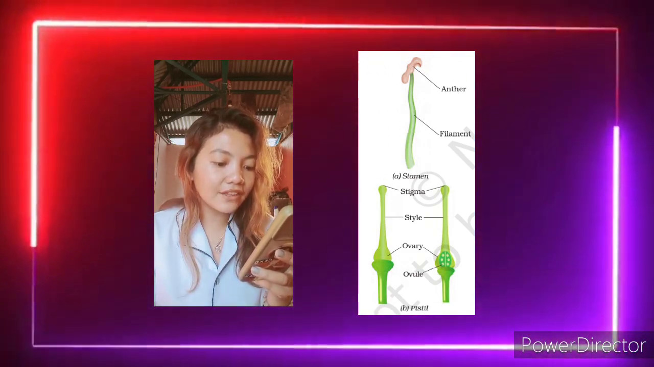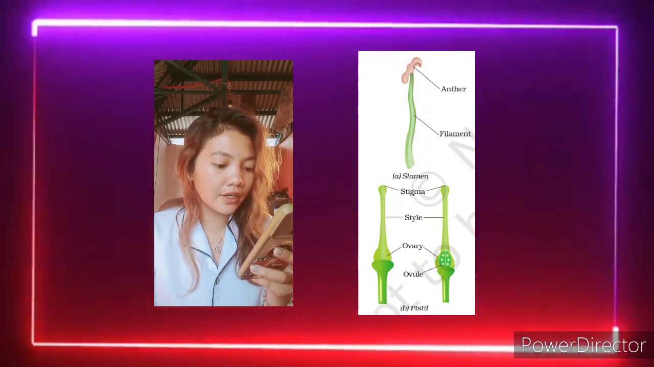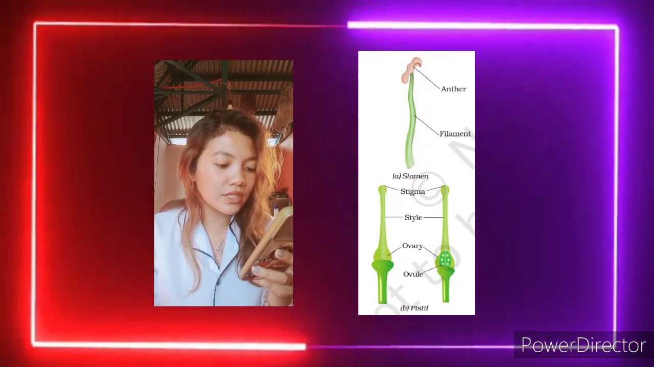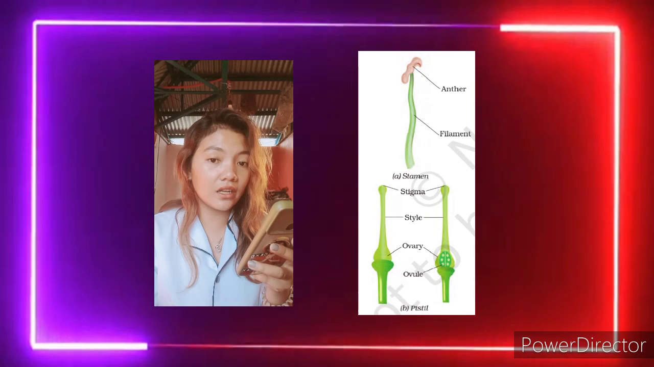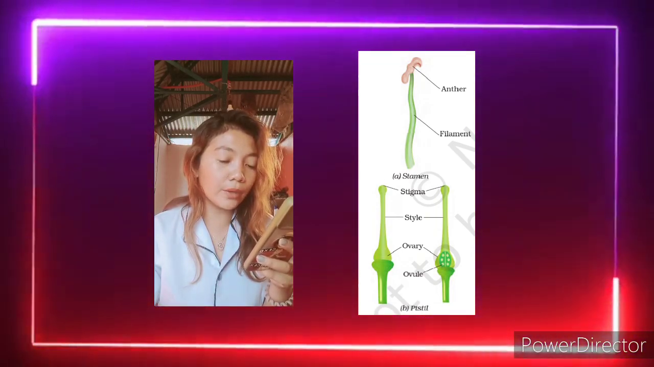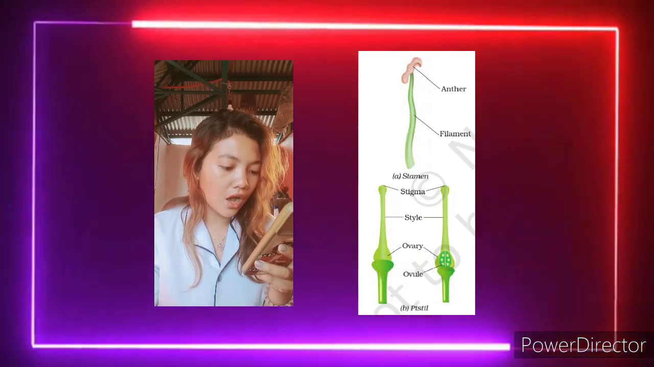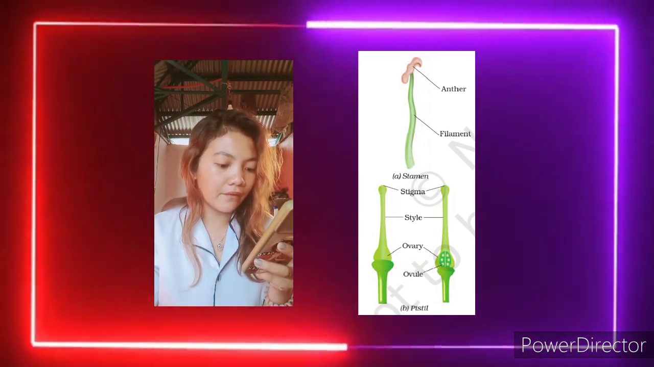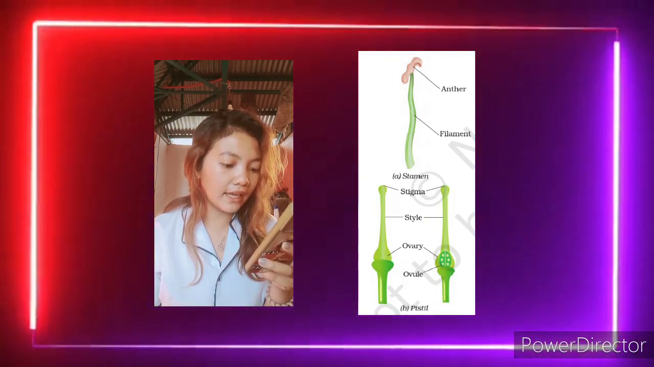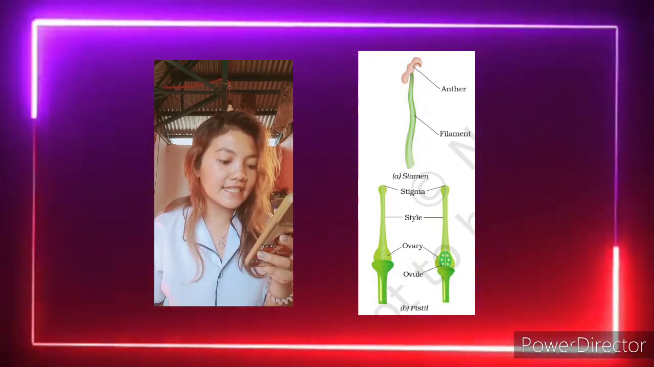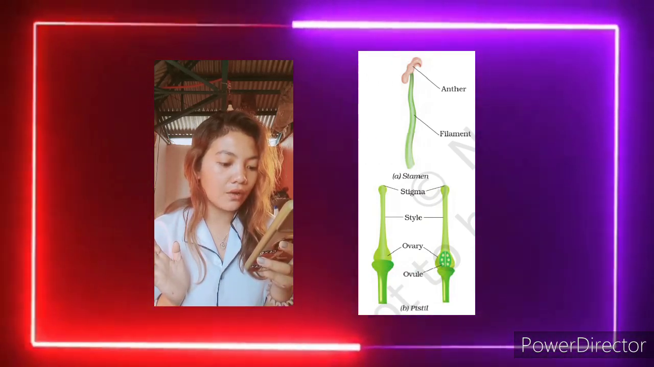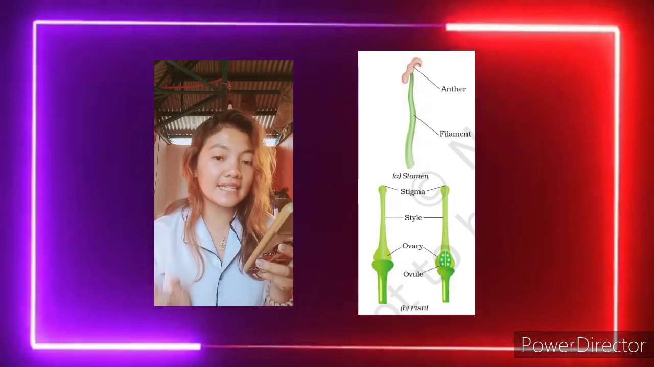An anther contains pollen grains which produce male gametes. A pistil consists of stigma, style, and ovary. The ovary contains one or more ovules. The female gamete, or the egg, is formed in an ovule. In sexual reproduction, a male and a female gamete fuse to form a zygote.